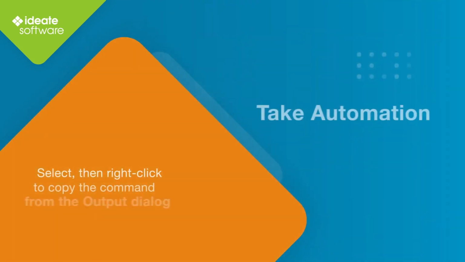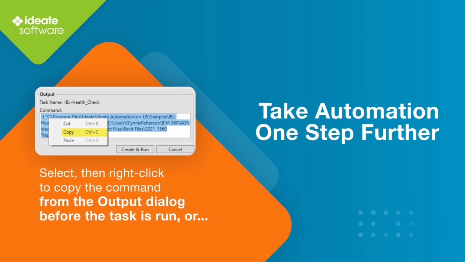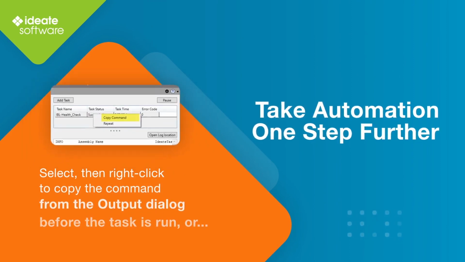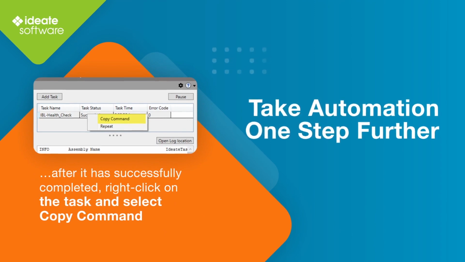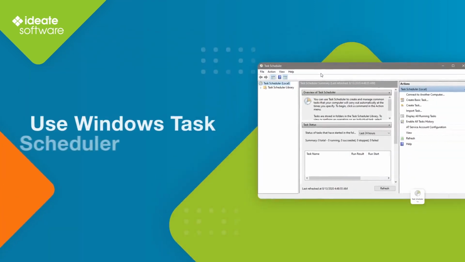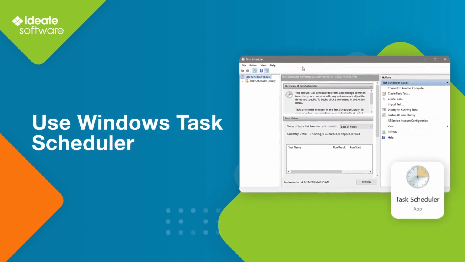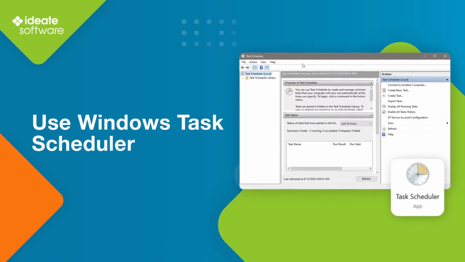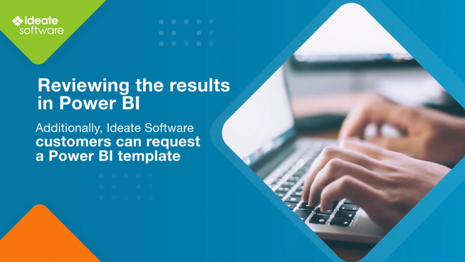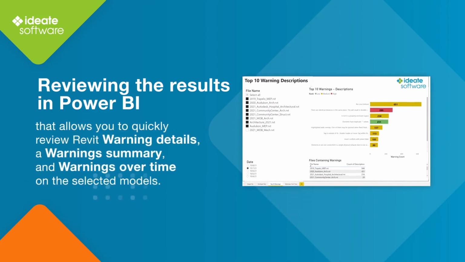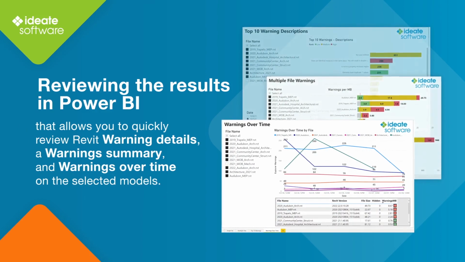To take Ideate Automation one step further, we can copy the command script for use in the Windows Task Scheduler. We can do this during the task creation process or after the task has successfully finished. Then, we can launch Windows Task Scheduler and paste the command script into a task that we can run daily or weekly, saving us even more time. Additionally, Ideate Software customers can request a Power BI template that allows you to quickly review Revit warnings details, Revit warning summary, and warnings over time on the selected models.